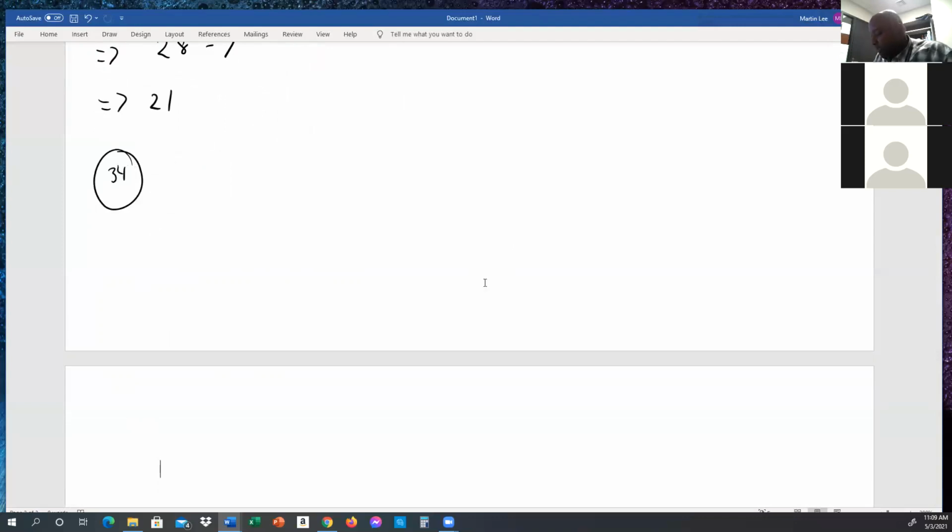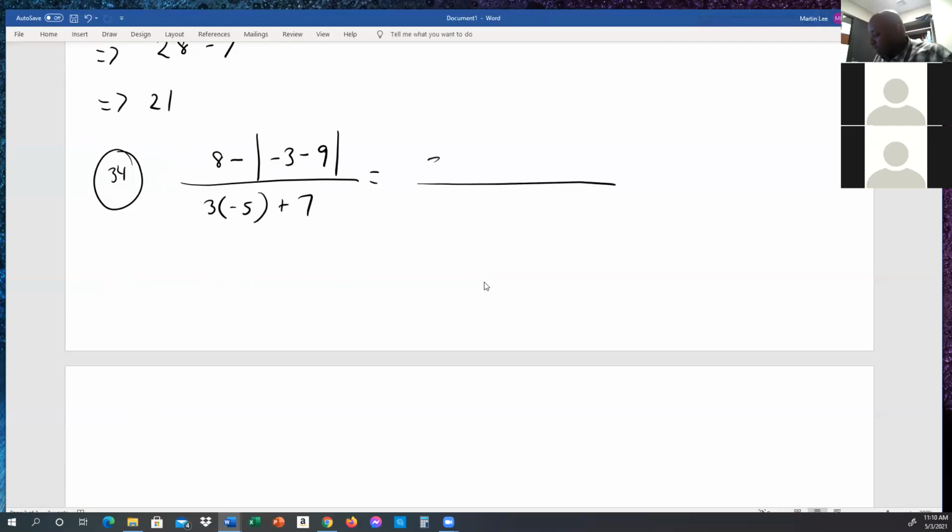Okay, 34, we have 8 minus absolute value of -3 minus 9 over 3 times -5 plus 7. And so this is going to equal, for the numerator, 8 minus, and then inside the absolute value, -3 plus a -9 gives me a -12. My denominator, 3 times -5 gives me -15 plus 7.